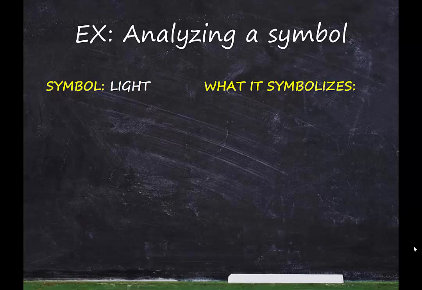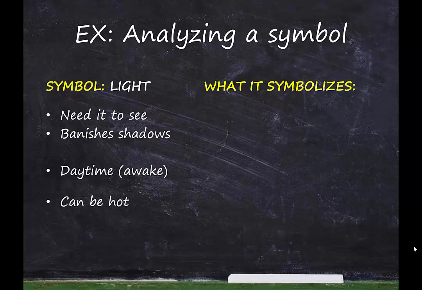But how do we get from the symbol to an understanding of what it symbolizes? Let's go through the analytical process. I like using a T-chart. On the left, we will list all the characteristics of the actual symbol. In this case, what do we know about actual light? We need it in order to see. Enough light can get rid of shadows. We usually associate light with daytime and being awake, though we can also have lights at night. And it can be accompanied by heat, as with the sun.